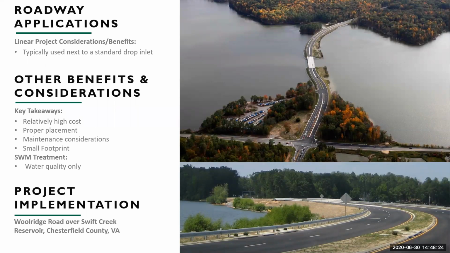Like I said previously, they do collect trash and debris, which lowers the efficiency. So that debris and sediment needs to be removed via a vac truck usually. The ones that do have the filter cartridges or membranes need to be cleaned and then eventually replaced, and that'll just vary how often that needs to occur for each unit. They do have a much smaller footprint than traditional BMPs, which make them a great option for projects with tight right-of-way constraints. For implementation, these were used on the Woolridge Road widening over the Swift Creek Reservoir in Chesterfield County.